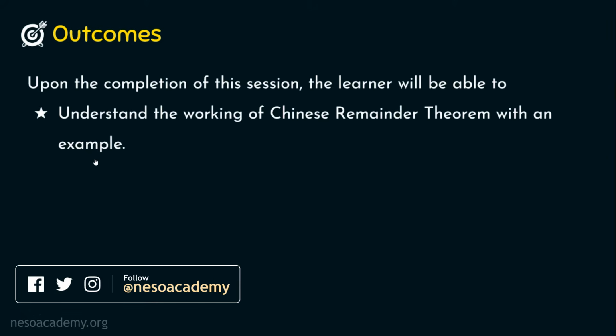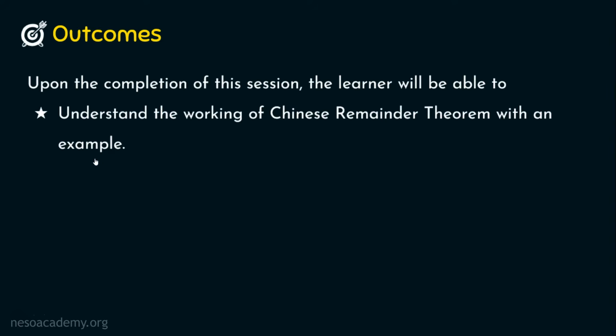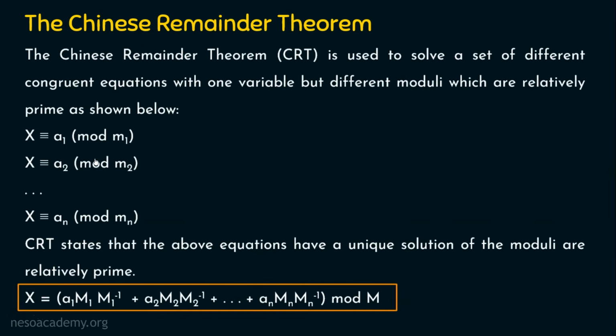In the last example, we have taken the question which is direct, but here we will see a different example. Before diving into the question, let's revisit what is Chinese remainder theorem. When we are given a set of congruent equations where we are going to find the common variable x, but we have different moduli m1, m2 up to mn. Only one condition, these moduli should be relatively prime.